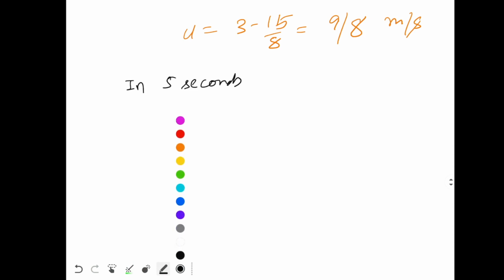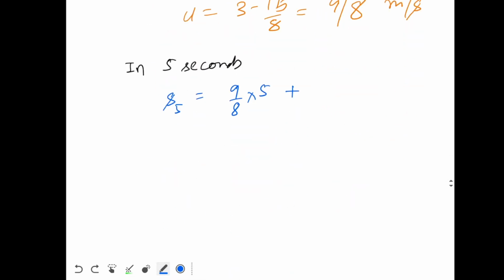S5 will be ut, so 9 by 8 into t, which is 5, plus a t square by 2. So a is what? A was 1 by 4. So 1 by 4 into 5 square by 2. So this will come out to be equal to 70 by 8 meter.